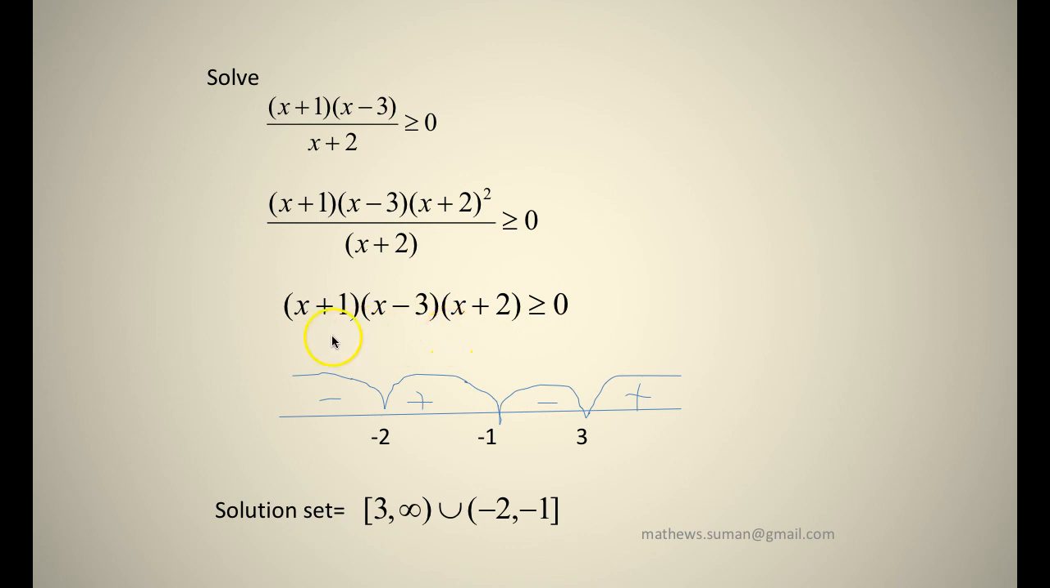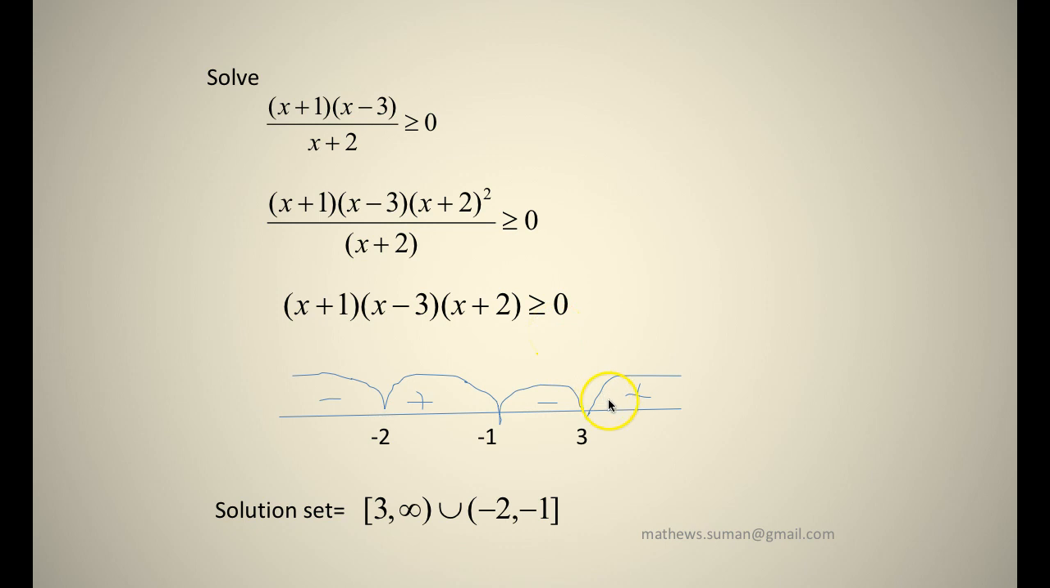The roots now would be minus 1, 3 and minus 2. And we mark them on the number line in ascending order: minus 2, minus 1 and 3. Again we divide the number line into intervals: greater than 3, between minus 1 and 3, between minus 2 and minus 1, and less than minus 2. And then we mark alternate plus and minus starting from the rightmost interval. We need to check when it is greater than or equal to 0.